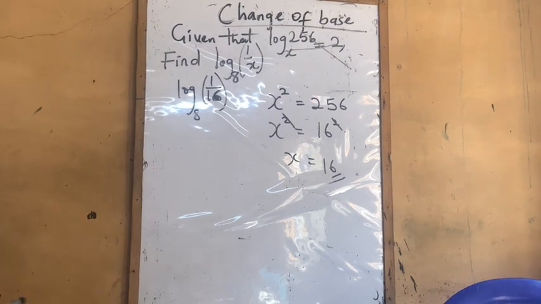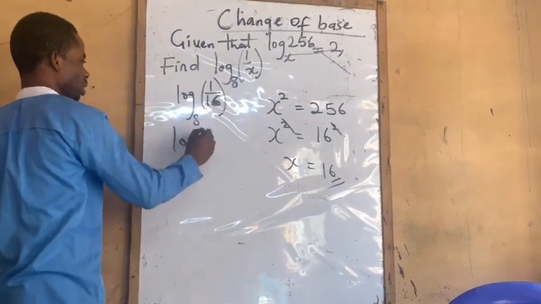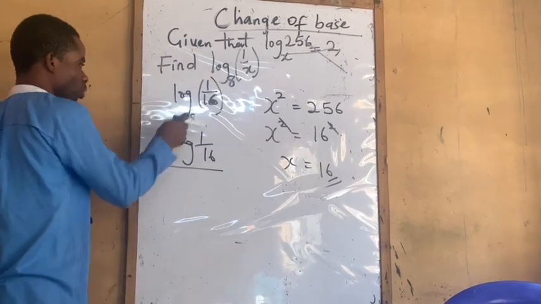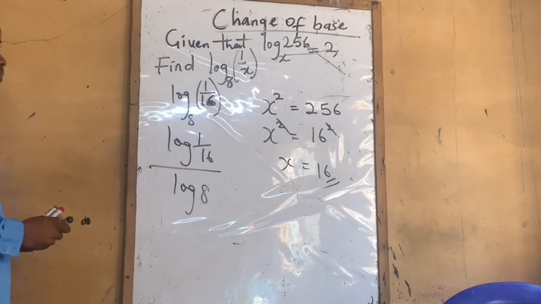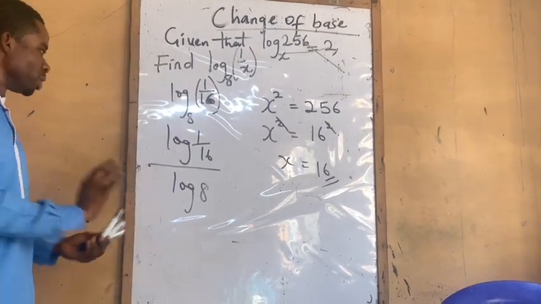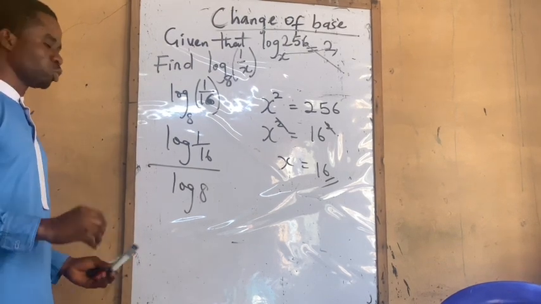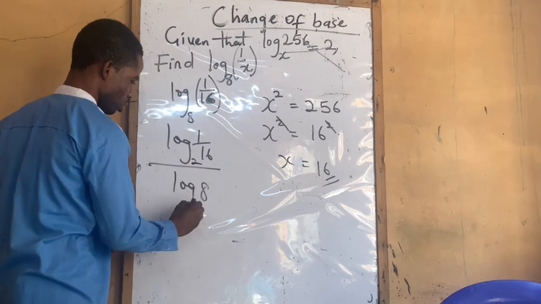But if you want to use change of base, the way we use change of base, you say log of 1 over 16, all over log of 8. You take the normal log, and you also take the log of the base. That's change of base. And I told you, you supply the same base for them. I'm going to supply 2.